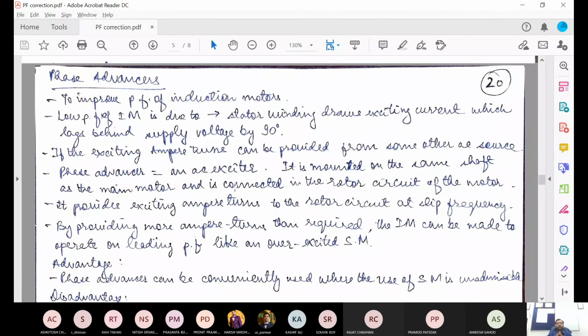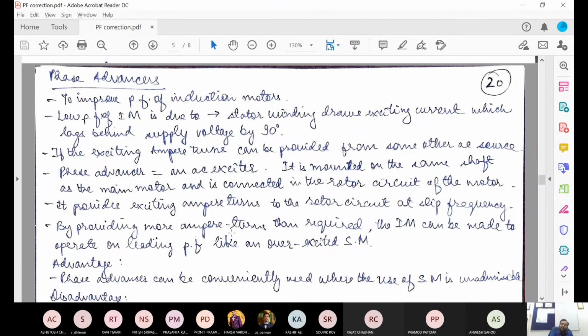Here the reason is that your induction motor is still drawing. It needs some magnetizing current to set up the magnetic field. So if you don't provide anything separate, it will draw that magnetizing current from the supply, and the power factor will be poor. So the idea is that we want to have another AC exciter which can supply that magnetizing current. It is mounted on the same shaft as the main motor and is connected to the rotor circuit of the motor.